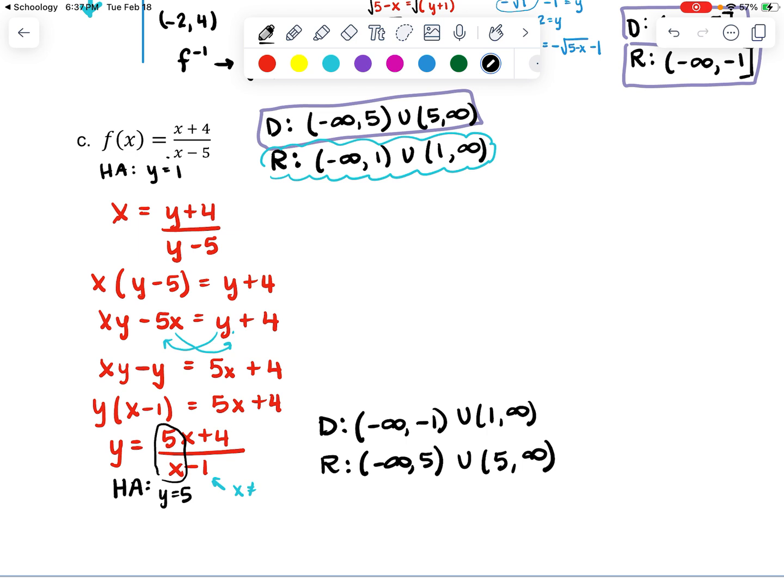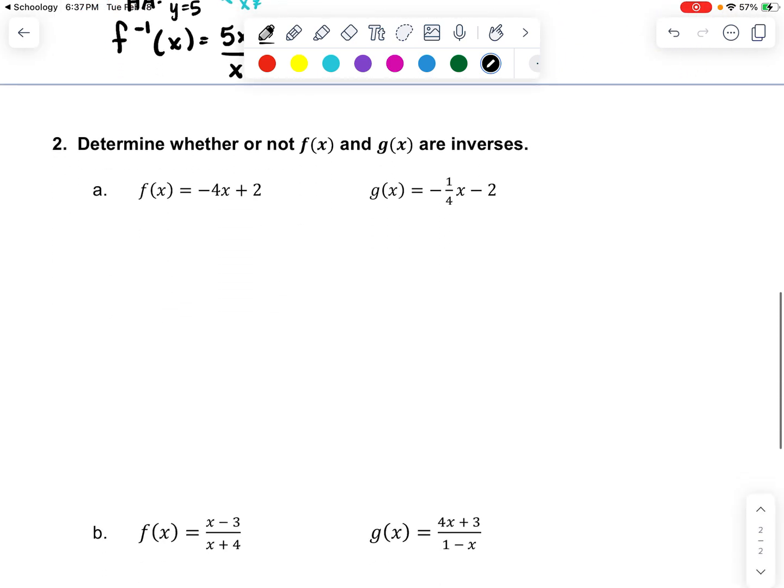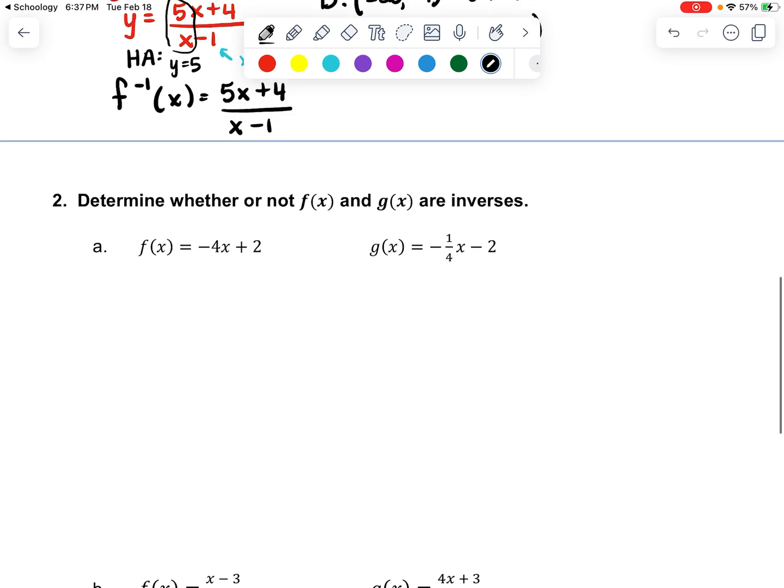Okay, and I'll rewrite this. f inverse of x is equal to (5x + 4)/(x - 1). Okay. And last but not least, decide if these are inverses. This is what I was talking about in the other video.